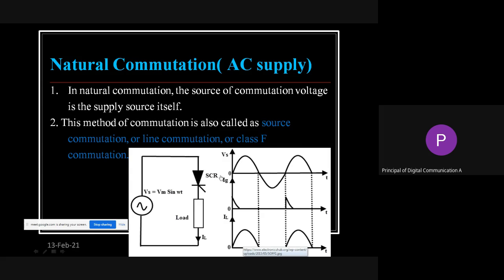So this is called the natural commutation or the source commutation or line commutation. Understood natural commutation? This is the natural commutation. But this is the case if the supply voltage is an alternating source.